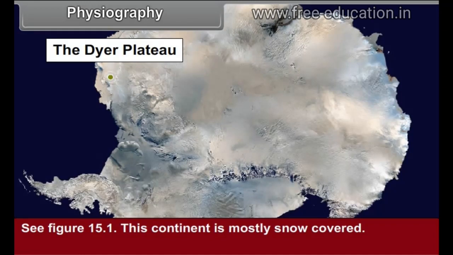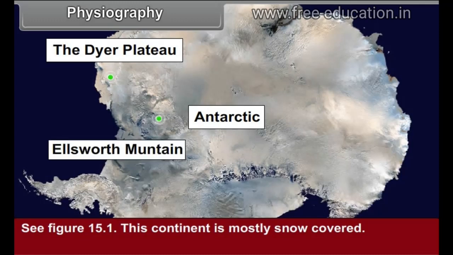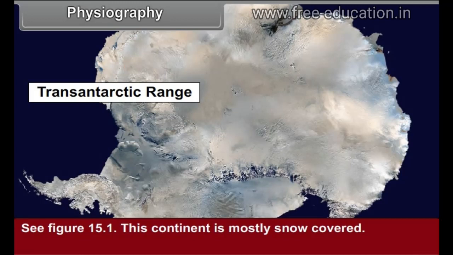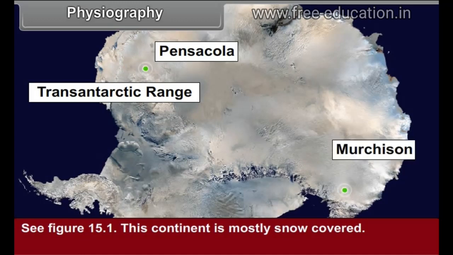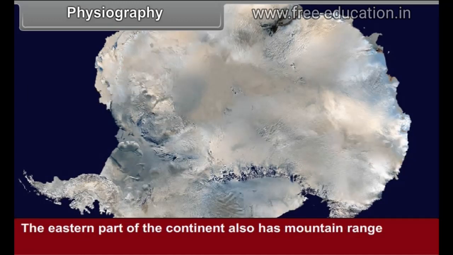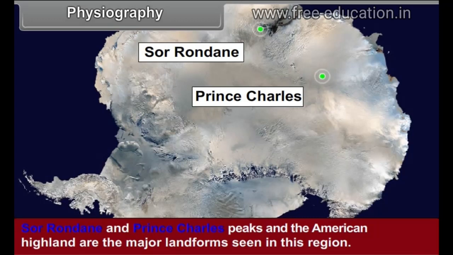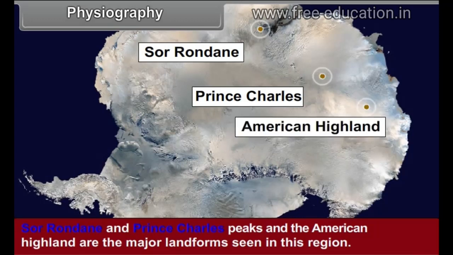The Dare Plateau is situated on the Antarctic peninsula of this continent. Ellsworth Mountain is to the south of it. Vinson Massif, 4,897 meters, in this mountain is the highest peak in this continent. The Trans-Antarctic Range extends from Pensacola near the South Pole till Mountain Murchison. The eastern part of the continent also has a mountain range. Sir Rondane and Prince Charles Peaks and the American Highland are the major landforms seen in this region.